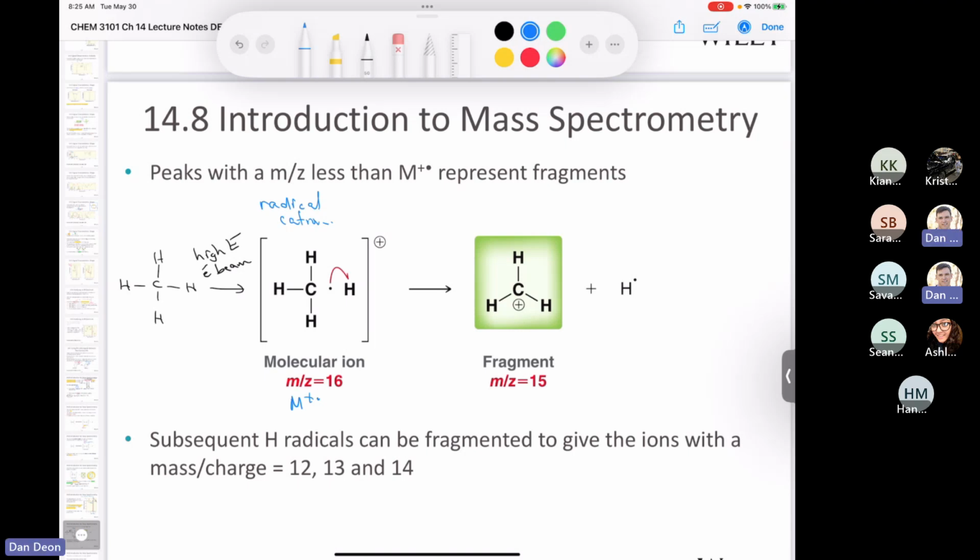Now, what's going to happen is you're going to lose a hydrogen radical. And this is just one of the possibilities here. And then you end up with this CH3 carbocation. Well, that's going to have a mass of 15. And so that is where the mass over charge of 15 comes from. And then this thing can lose more hydrogen radicals, and that's what's going to produce the masses at 12, 13, and 14.